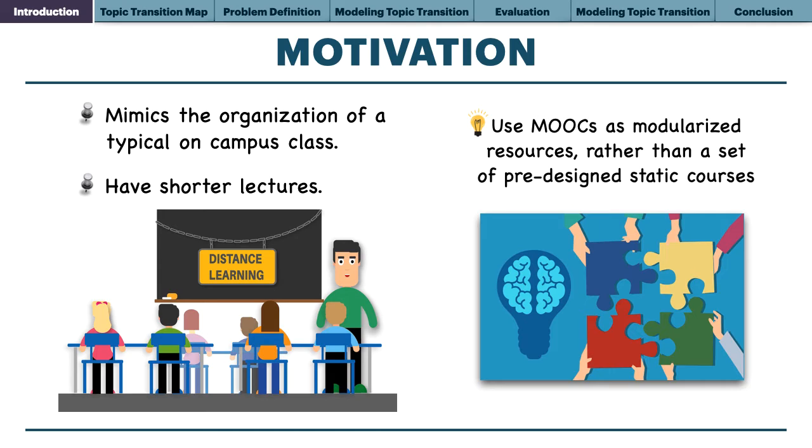So currently, the content delivery of a MOOC mimics a typical on-campus organization. However, it presents the ideas in shorter chunks and hence fails to accommodate students with different learning demands, motivations, and goals. Instead of having a set of pre-designed static courses, can we adopt a model in which MOOCs are used as modularized resources to fulfill students' diverse needs? So the crucial first step toward developing such a model is the automation of course plan design.